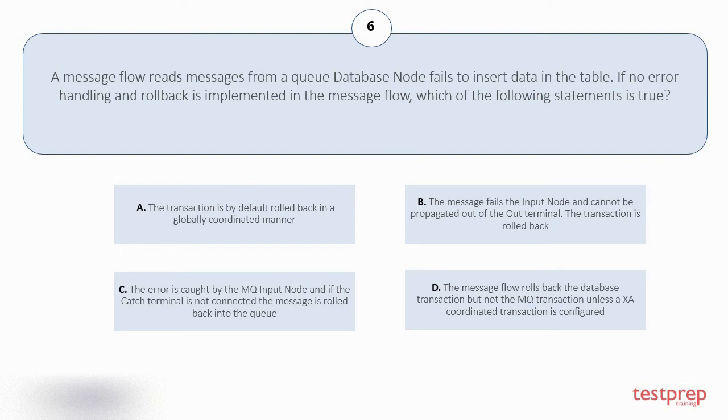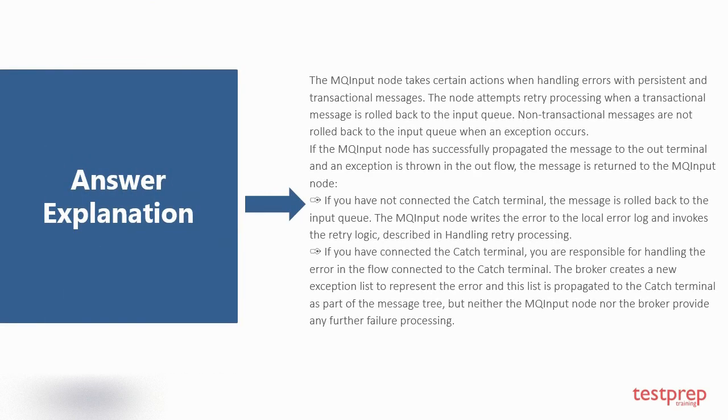C. The error is caught by the MQ input node, and if the catch terminal is not connected the message is rolled back into the queue. D. The message flow rolls back the database transaction, but not the MQ transaction unless a globally coordinated transaction is configured. The correct answer is option C. You can refer the following for the explanation of the answer.